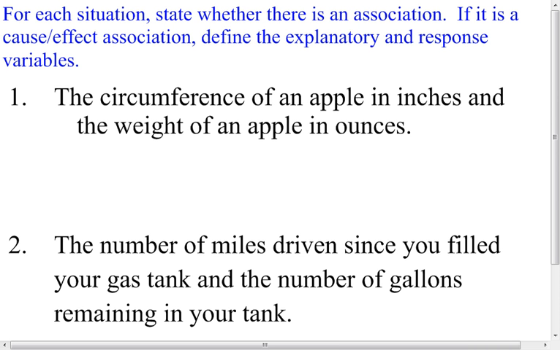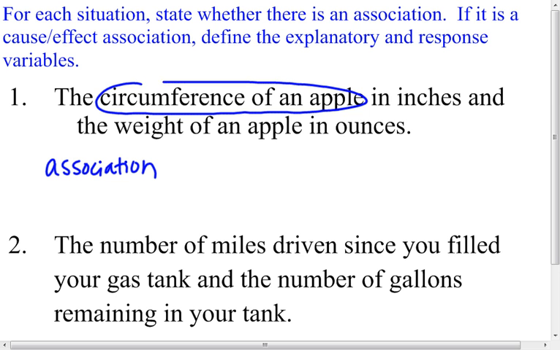Okay, but the first one, I'm looking at the circumference of an apple in inches and the weight of an apple in ounces. And so certainly probably the size or the circumference of an apple would definitely affect its weight. Probably the bigger the apple, the bigger the weight. Okay, so definitely I would say that there is an association for sure. Okay, and I would say that the circumference of the apple is the explanatory variable.